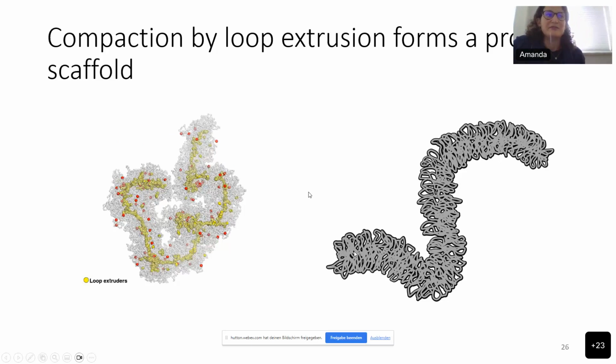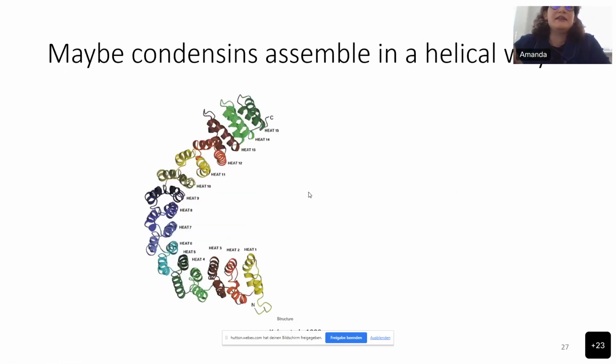So it makes sense, the model that they proposed, that maybe these condensins really do form this scaffold, that in later stages of compaction would make a helical organization. And there is further evidence from the crystal of parts of these condensins. In crystallography experiments to solve the structure, they see that this part of the condensin forms some kind of helical conformation. So maybe they could assemble like this when there are many.